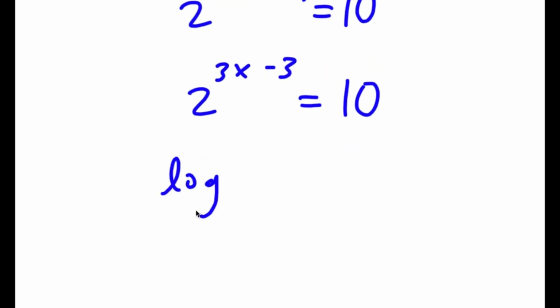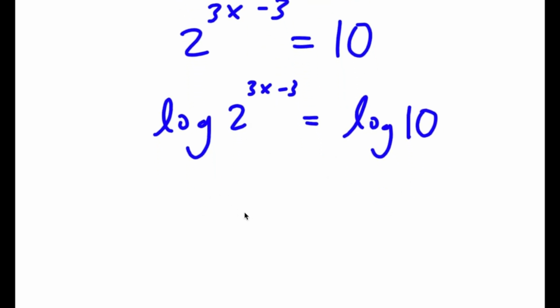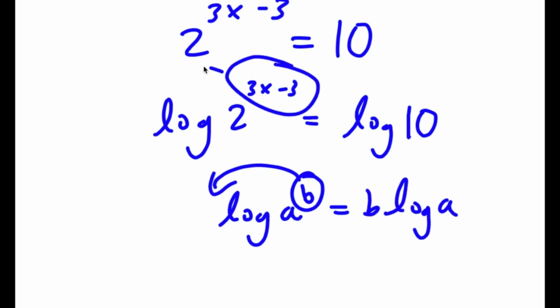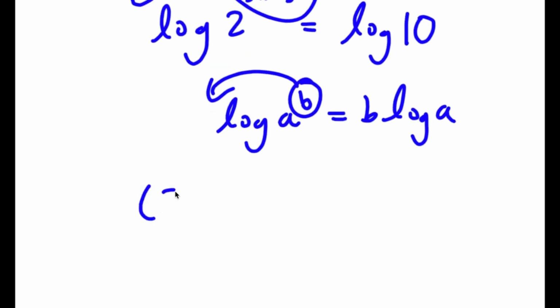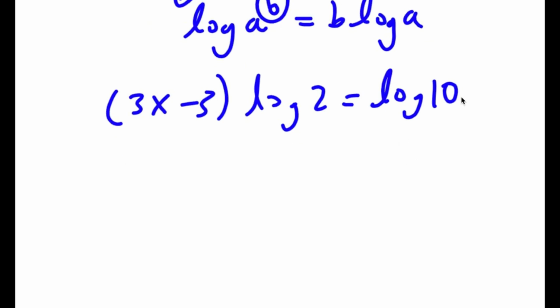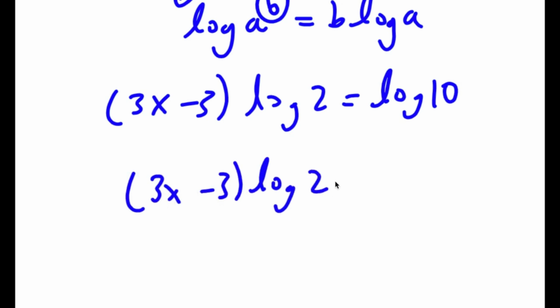Now I'm going to take the log on both sides, so I'll get log of 2 to the power of 3x minus 3 is equal to log of 10. And if I have something in the form log a to the power of b, I can move this exponent b to the front. So this is going to equal b times log a. So in this case, b is 3x minus 3. So if I move this to the front, I get 3x minus 3 times log 2 is equal to log 10. Now, log 10, that's actually equal to 1. So now I have 3x minus 3 times log 2 is equal to 1.